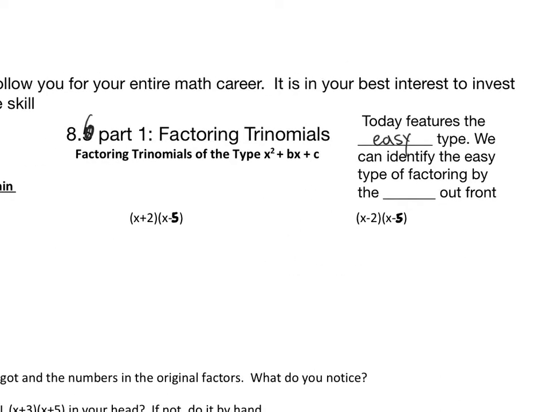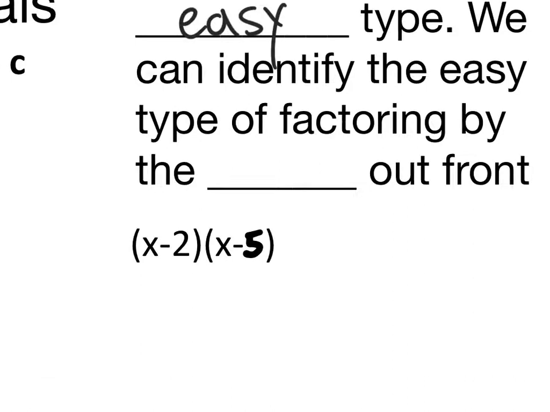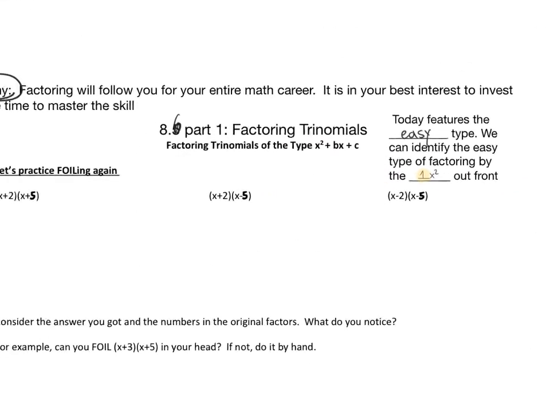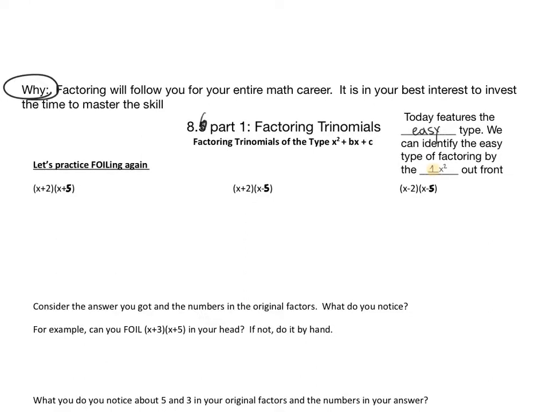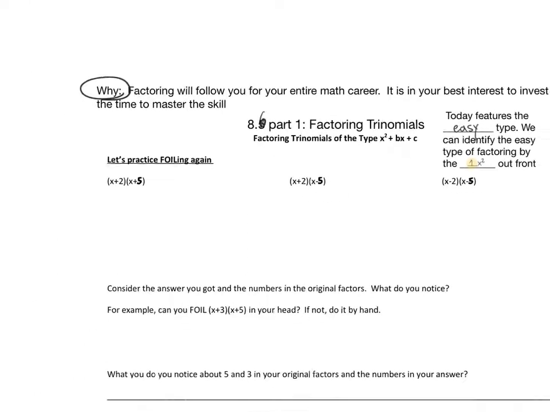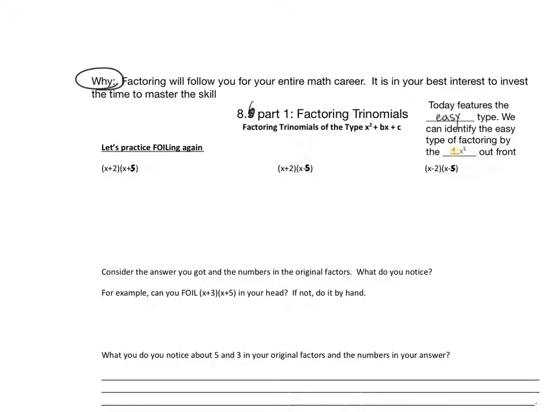Alright, and we can identify the easy type of factoring by the 1x squared out front. This is going to be important to understand. All the ones we look at today are going to end up with a 1x squared out front. Now, to start to break this lesson down, I want us to understand what factoring is. Factoring is going to be the opposite of FOIL.